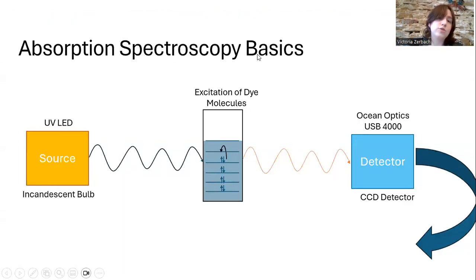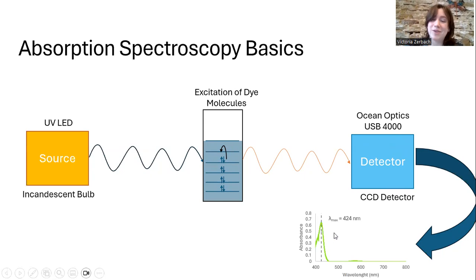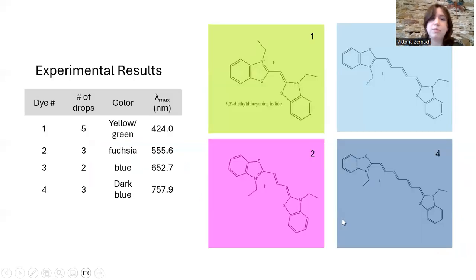So essentially how absorption spectroscopy works is that our light source, which is a UV LED and incandescent bulb, produces light, which travels through the cuvette with the dye. The dye absorbs some of the energy, and the light that is not absorbed reaches the detector, which was an Ocean Optics USB 4000 CCD detector, runs through a computer and some programming, and spits out a spectrum where we can analyze it for the wavelength of maximum absorption.